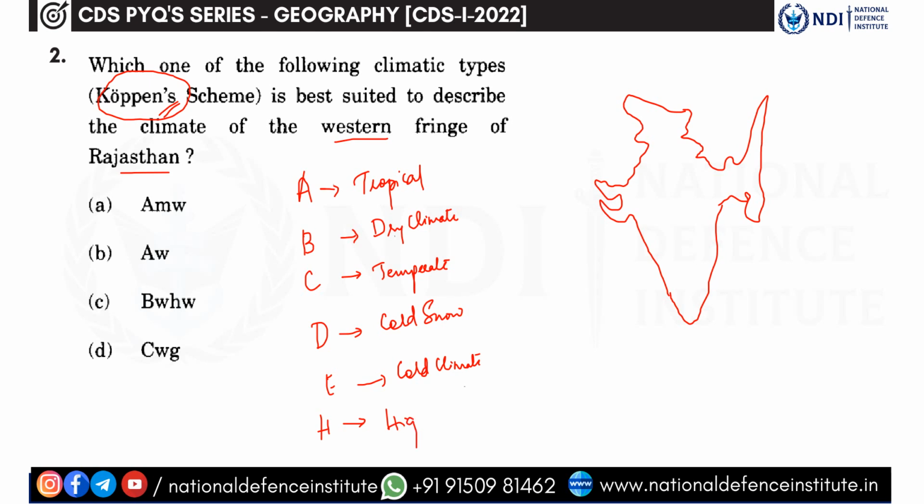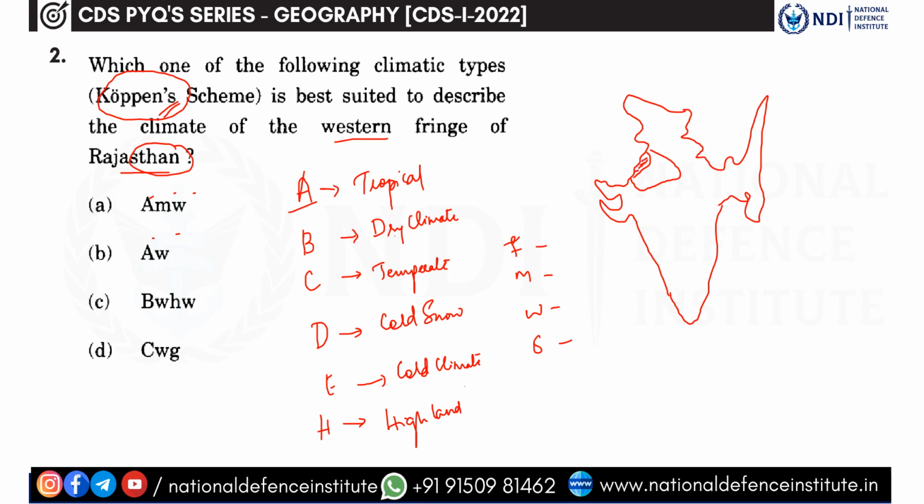We also have some lowercase letters like F, M, W, S, for no dry season, monsoon, winter dry, summer dry. He has used a combination of uppercase and lowercase letters. So the condition here is western Rajasthan. Rajasthan is typically a desert, so obviously the western Rajasthan is what they are asking about.